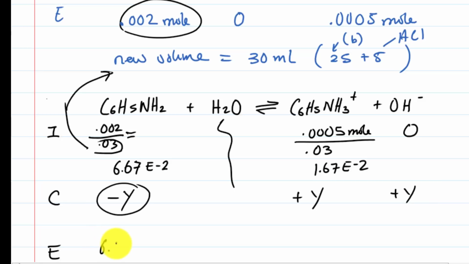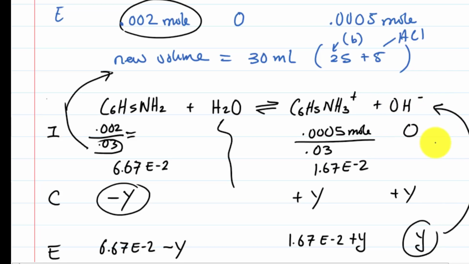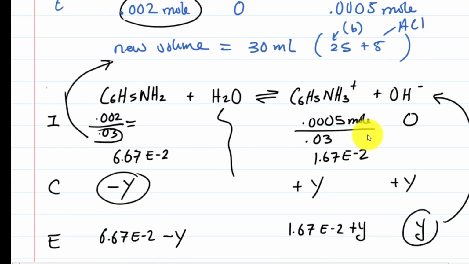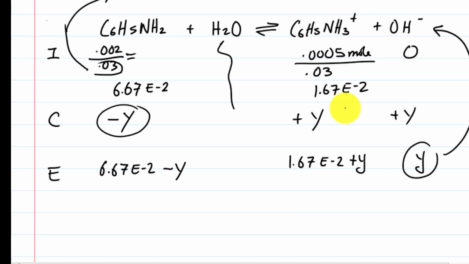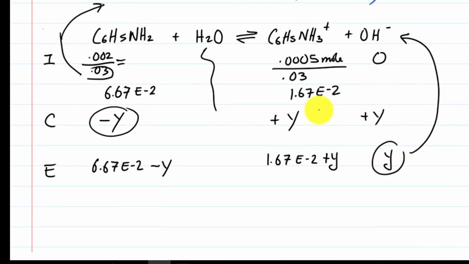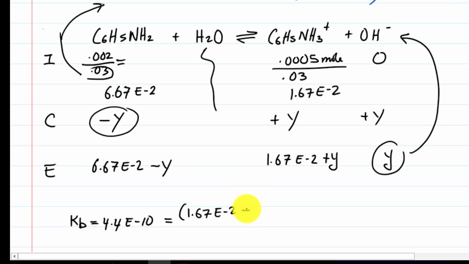So our change is in this case 6.67 e to the negative 2 minus y. And here we have 1.67 e to the negative 2 plus y. And this is just going to be y. And y is representing the concentration of OH minus. Okay? So keep that in mind. Now we have everything expressed in terms of concentration, so we can solve for this directly. Because we have our Kb, which is an equilibrium expression for this reaction, and equilibrium expression doesn't change until we change the temperature. In this case, the temperature stays the same. So we have our Kb, which is 4.4 times 10 to the negative 10, equal to 1.67 e to the negative 2 plus y times y, divided by 6.67 times 10 to the negative 2 minus y. Okay, there you go.